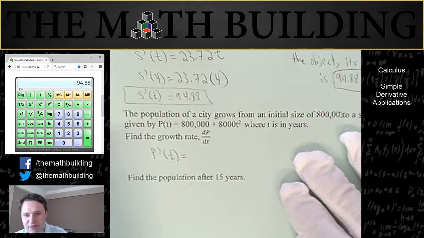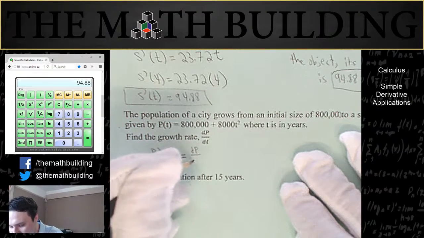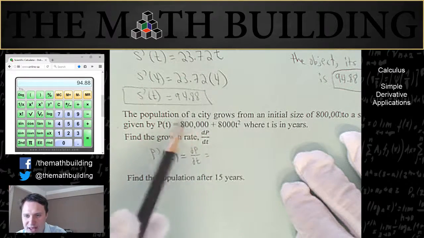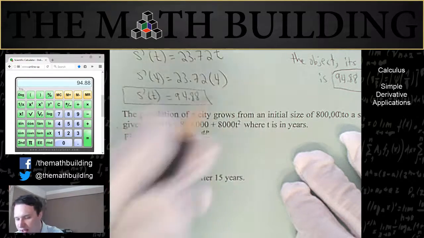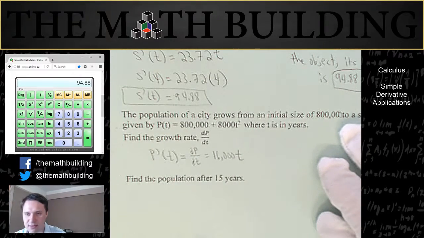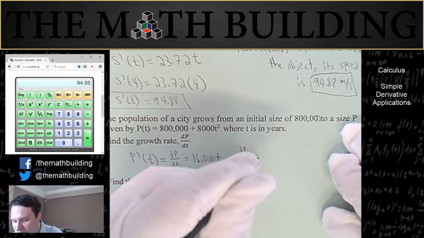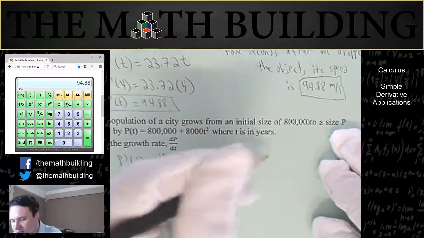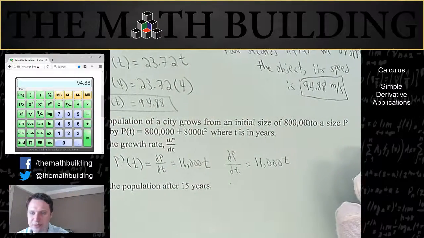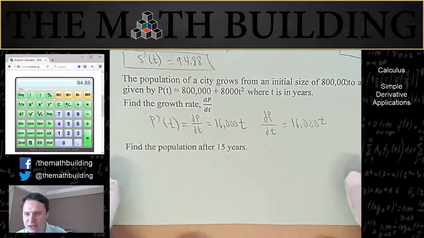So we get p prime of t, or I guess they wrote dp dt. They both mean the same thing. And the derivative of this function, we can ignore that. And the derivative of this is 8,000 times 2, which is 16,000 t to the 1. So the derivative dp dt, which is the rate of change of the population, is 16,000 times the number of years that have passed. So find the population after 15 years.